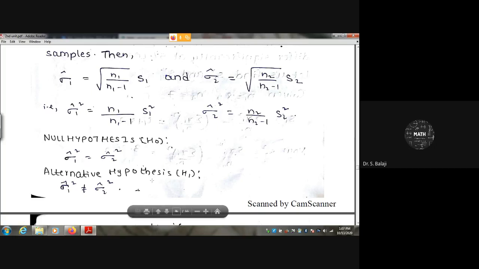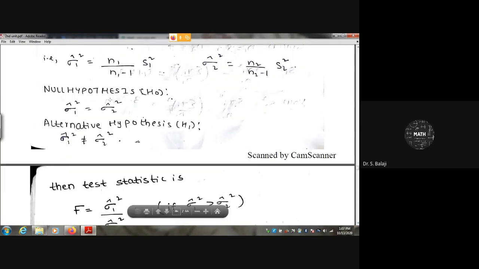The alternative hypothesis for the F test is always not equal to only; there is no less than or greater than idea. We are going to use only a two-tailed test. So the alternative is sigma 1 cap square not equal to sigma 2 cap square.